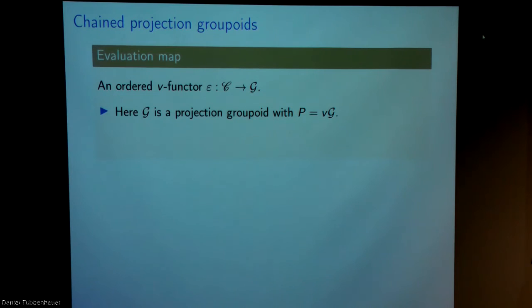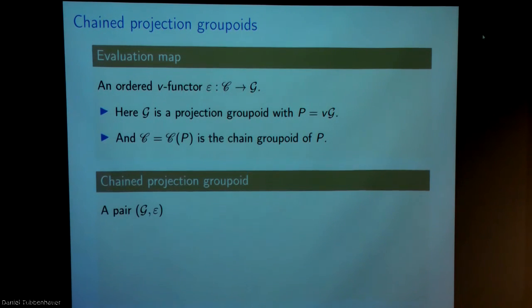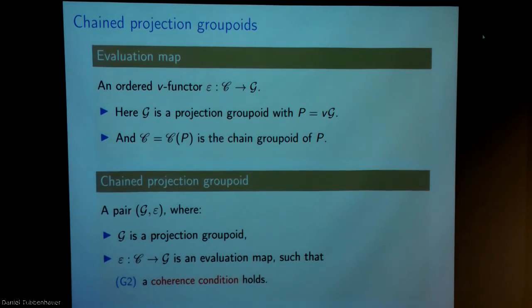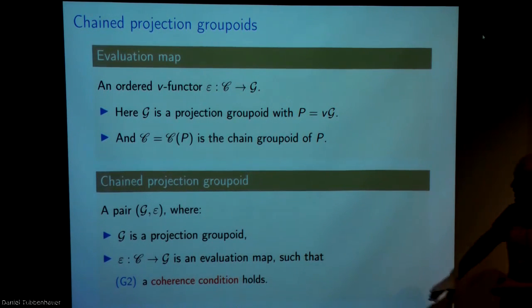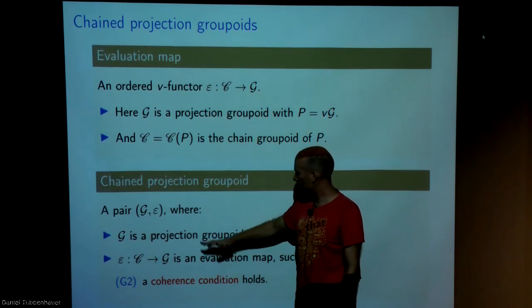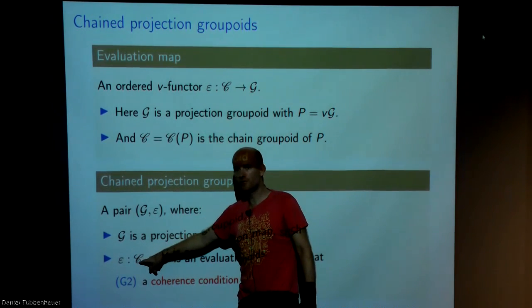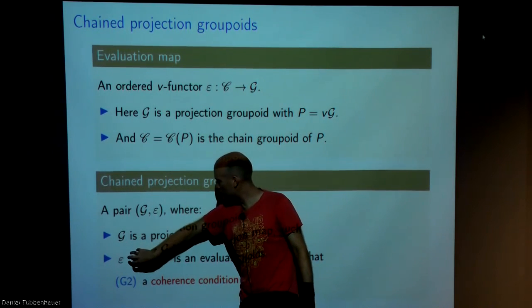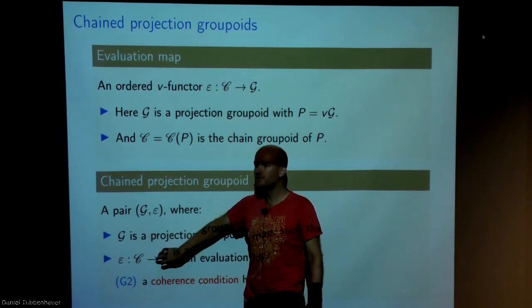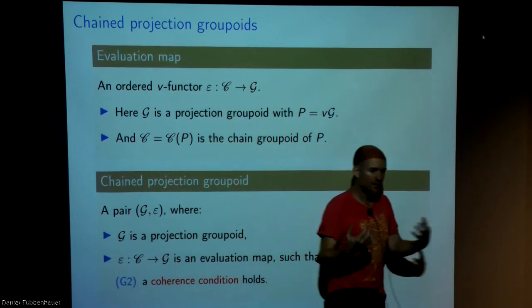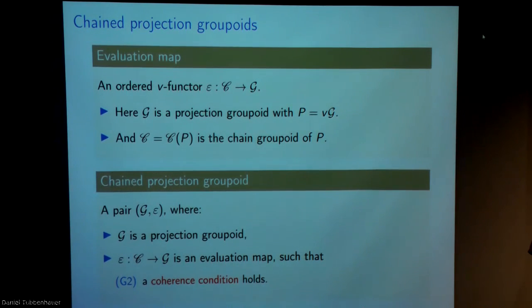So let's skip to this. So we start with a groupoid. It has a projection algebra, let's say P, for its object set. From that projection algebra, we construct a chain groupoid, and we just have to have a way to somehow interpret that chain groupoid within that groupoid. So somewhere there's an image of this chain groupoid.